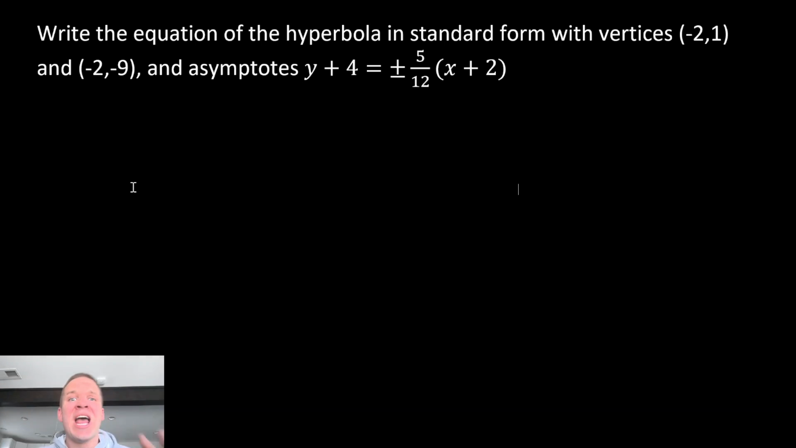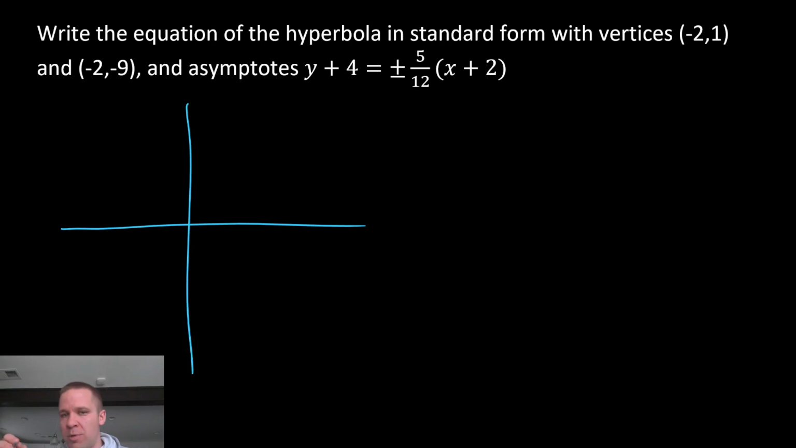The math's going on. Specifically, writing an equation of a hyperbola in standard form with vertices (-2, 1) and (-2, -9). And I'm giving you asymptotes: y plus 4 equals plus or minus 5 over 12 multiplied by x plus 2. Woo! Man, crazy guy wrote this problem. That guy's me. All right, so let's go ahead and do our rough sketch. As we always do with this style of problem, a rough sketch is going to help.